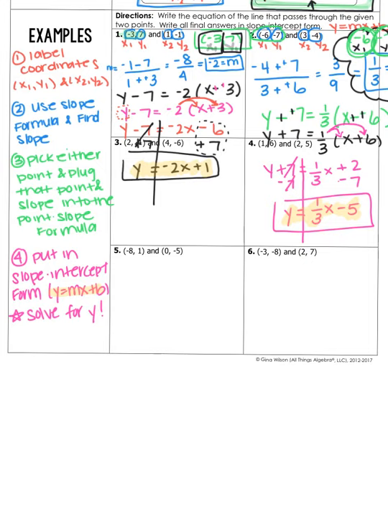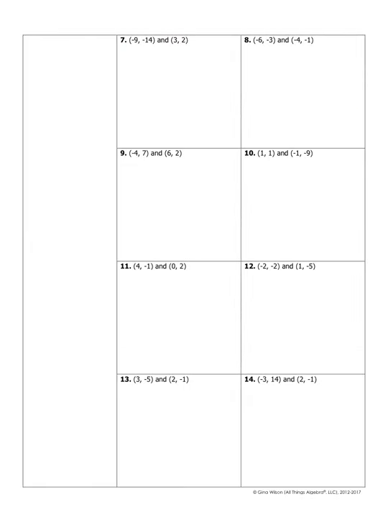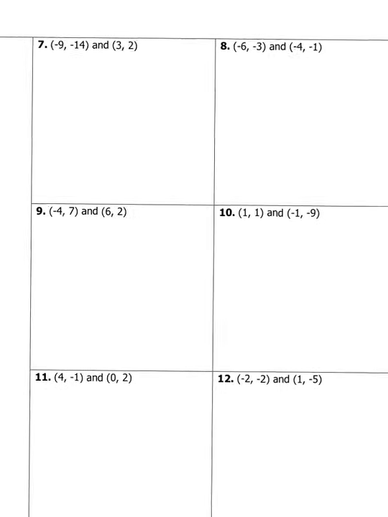I would also like you to try number 6 on your own. So again, label your coordinates, plug it into the slope formula, find your slope, pick either your first or your second coordinate, plug it into the point slope formula. Once everything's plugged in, solve your equation for y. All right, I'm going to do another one with you.